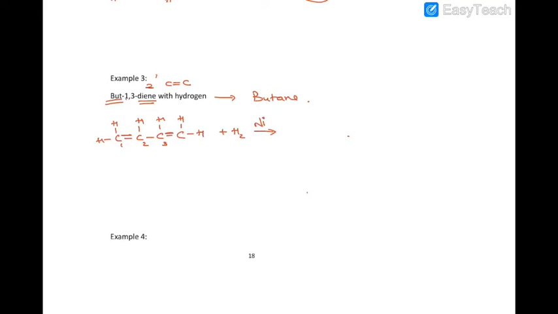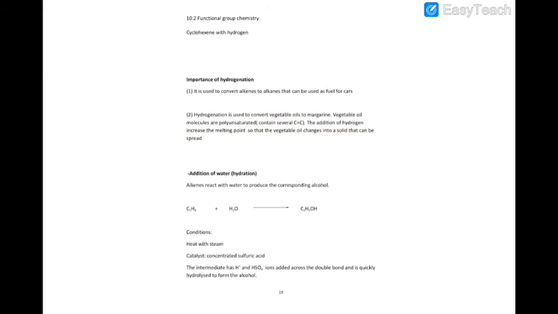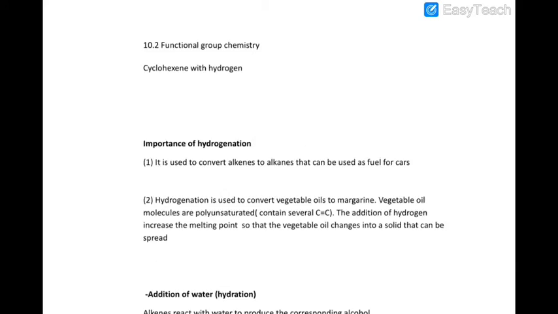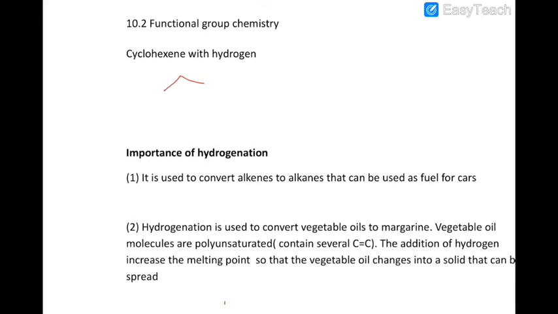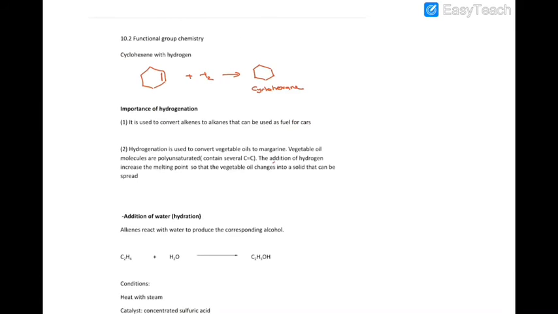Take the habit of writing the conditions and the catalyst on the arrows. You're going to be practicing the conditions so that you know them. Cyclohexene is this here, and when you add hydrogen, you end up with cyclohexane.